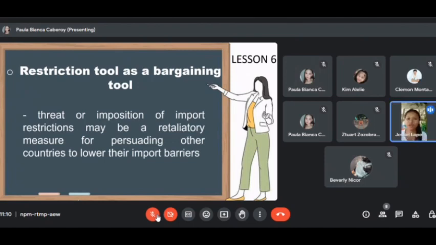So, restriction tools as a bargaining tool. Threat or imposition of import restrictions may be a retaliatory measure for persuading other countries to lower their import barriers. So using import restrictions as a bargaining tool means that countries can impose such restrictions as a way to persuade other nations to reduce their import barriers. This approach is essentially a form of negotiation through economic measures.